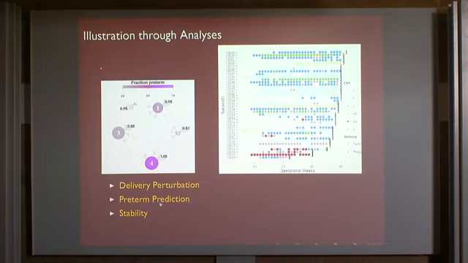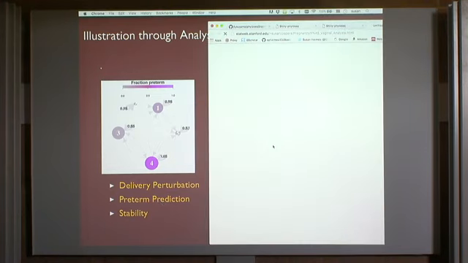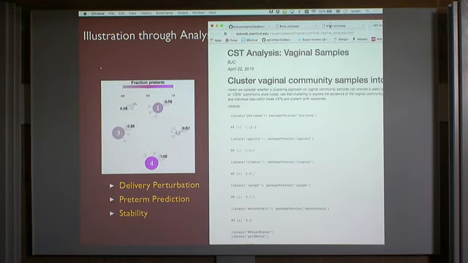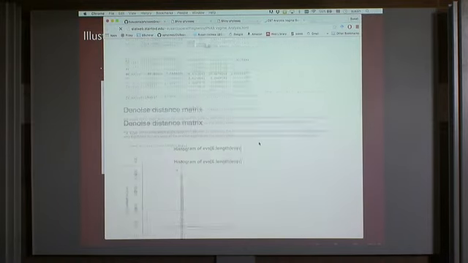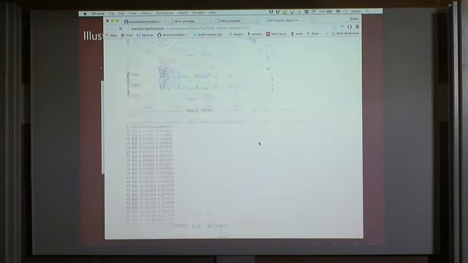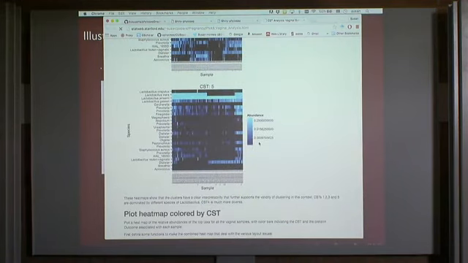So the preterm prediction and the stability, I can show you a little bit. I don't have much time, but you can go and look at more of the details of everything that we did. So this is what I said about reproducibility.